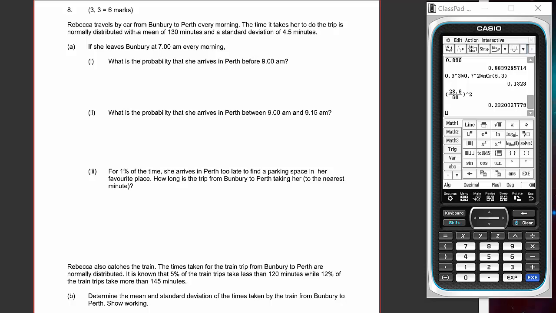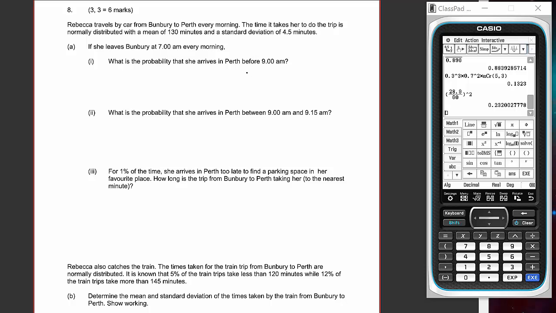Rebecca travels by car from Bunbury to Perth every morning. The time it takes her to do the trip is normally distributed with a mean of 130 minutes and a standard deviation of 4.5 minutes. If she leaves Bunbury at 7 each morning, what's the probability she arrives in Perth before 9?